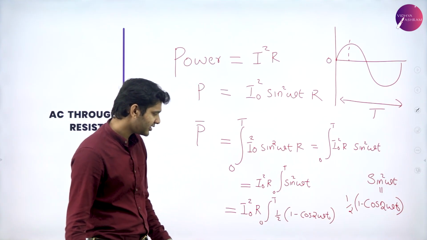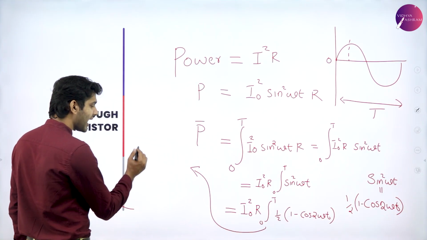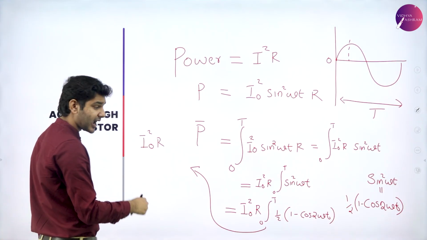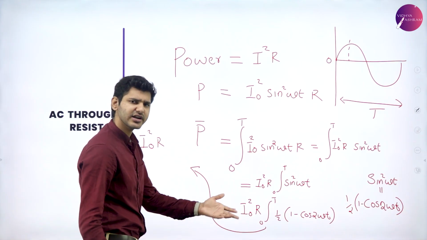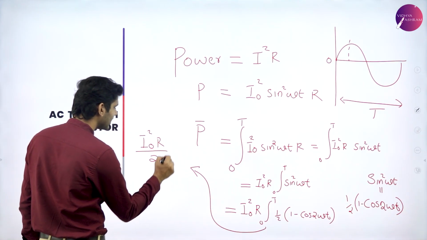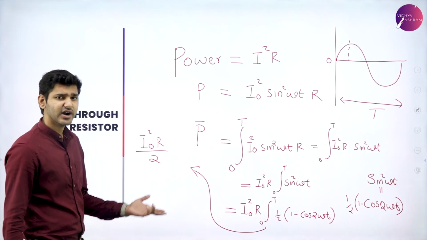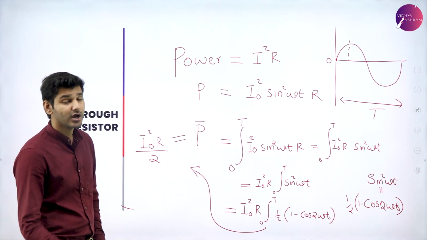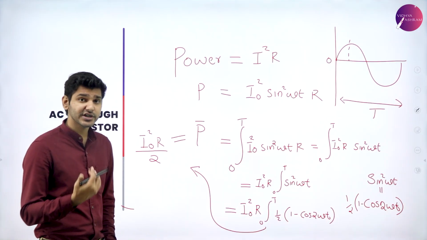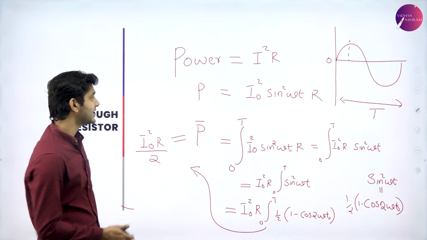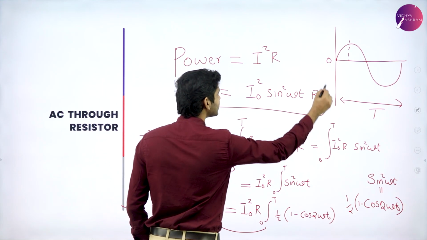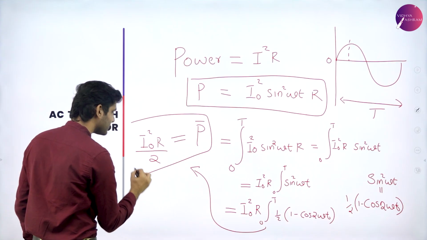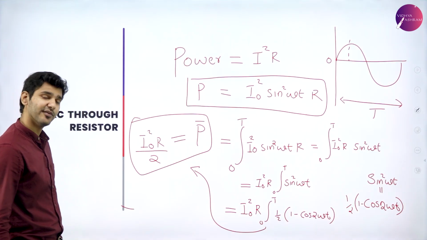Hence, we can write it together. We get the final form as I naught square R, which is outside of the bracket, and this half which is already there. So we get I naught square R divided by 2. That will be equal to the average power output. The only thing you have to understand from this equation is that power can be obtained using this equation and average power can be obtained using this equation: I naught square R divided by 2.